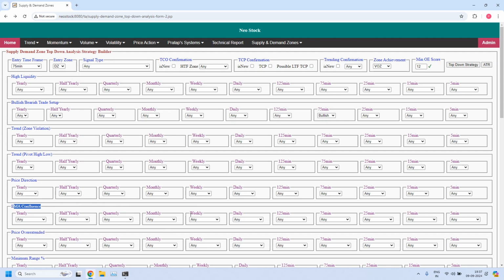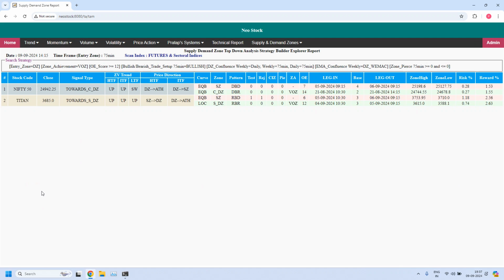In the EMA confluence, weekly, I am enabling the weekly demand zone with weekly EMA confluence. So 2 stocks are filtered, and these 2 stocks have weekly EMA confluence. So it's a high probability trade setup.